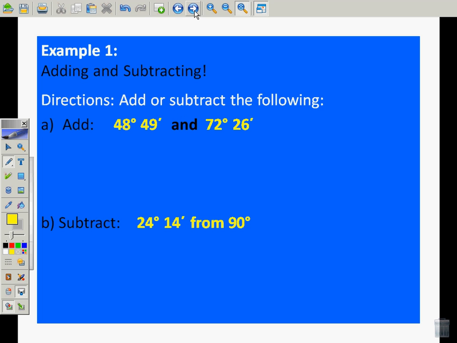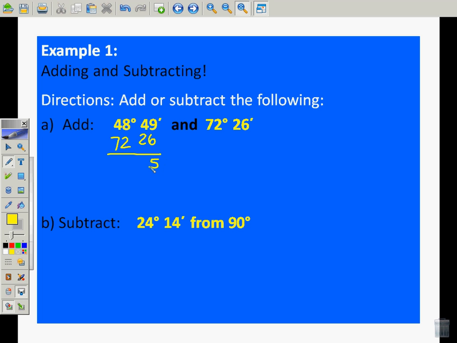Okay? So we're going to add 48 degrees, 49 minutes, and 72 degrees, 26 minutes. Okay? So here's what this looks like. We've got 48 degrees, 49 minutes. And when we are going to add these together, we're making columns just like we do in regular addition. And we're going to see what happens. So we're just going to add like normal.